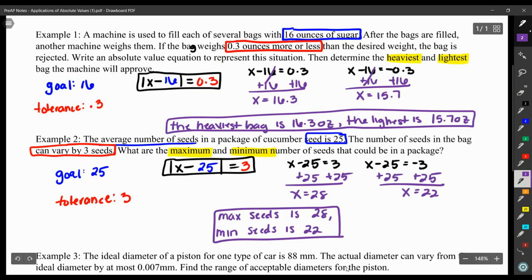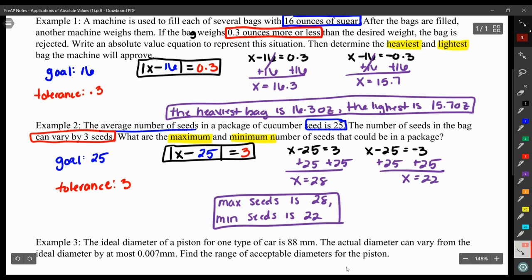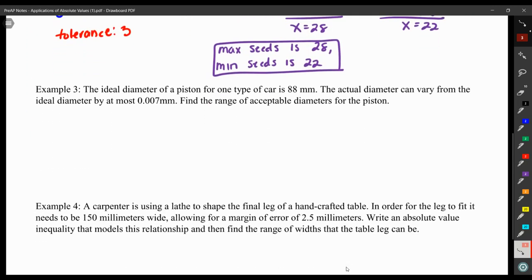Here is your solution for number 2. We used the equation because we're just looking for the max and the min. We're not looking for a range of values, so we use the equation. Let's look at number 3. The ideal diameter of a piston for one type of car is 88 millimeters. The actual diameter can vary from the ideal diameter by at most 0.007 millimeters. Find the range of acceptable diameters for the piston.